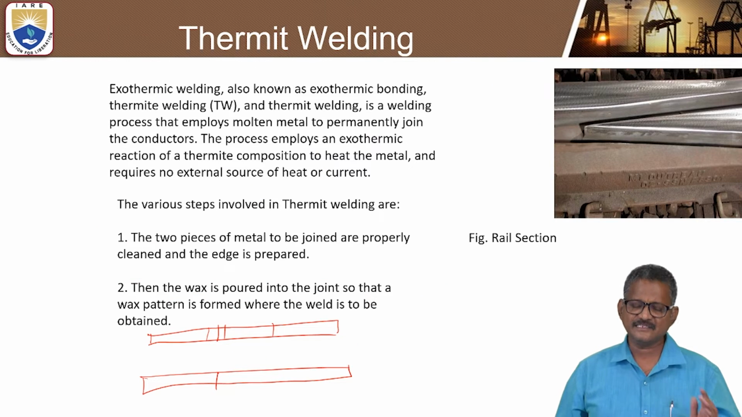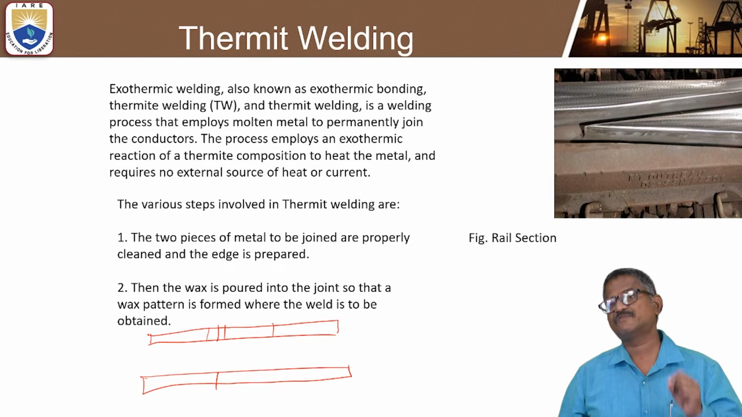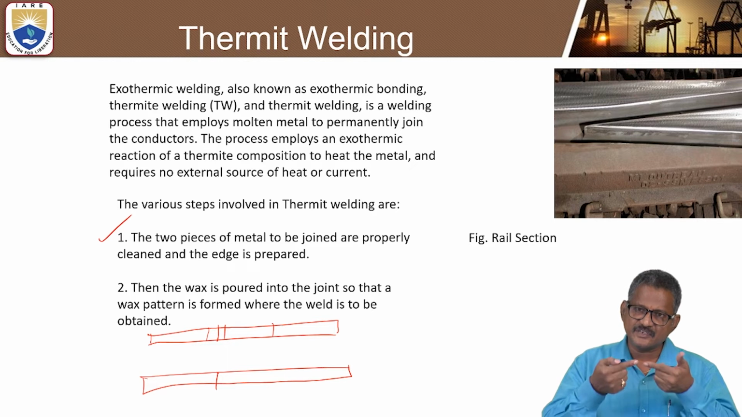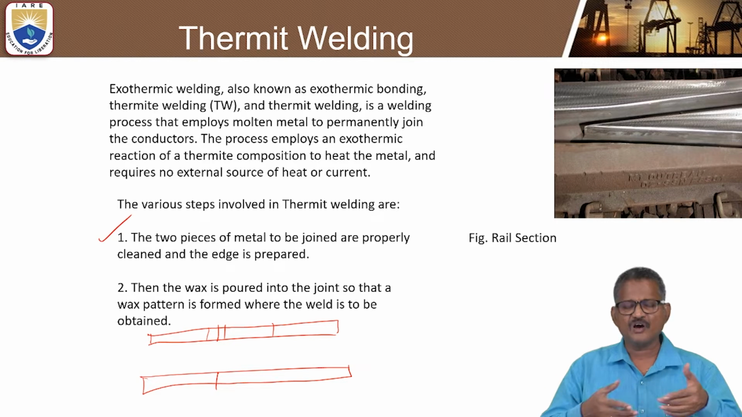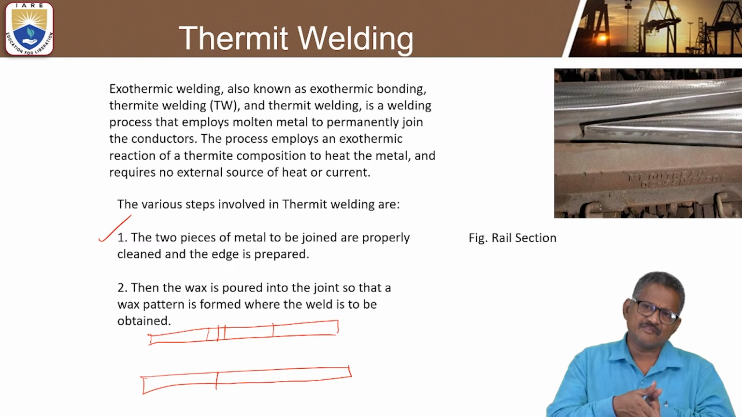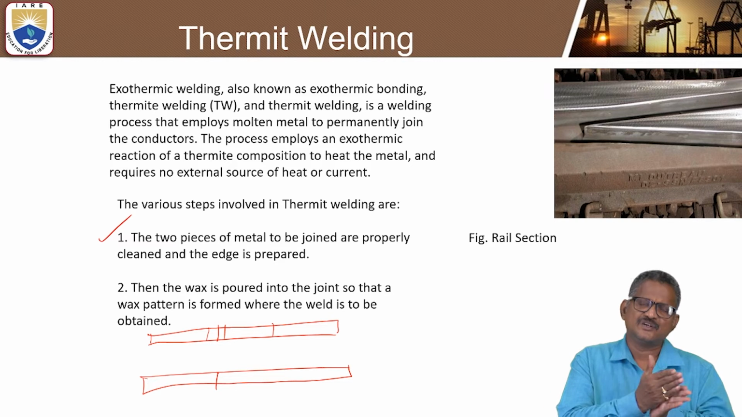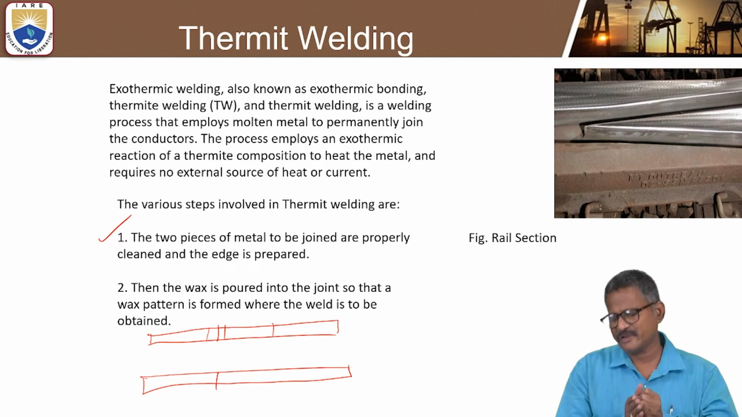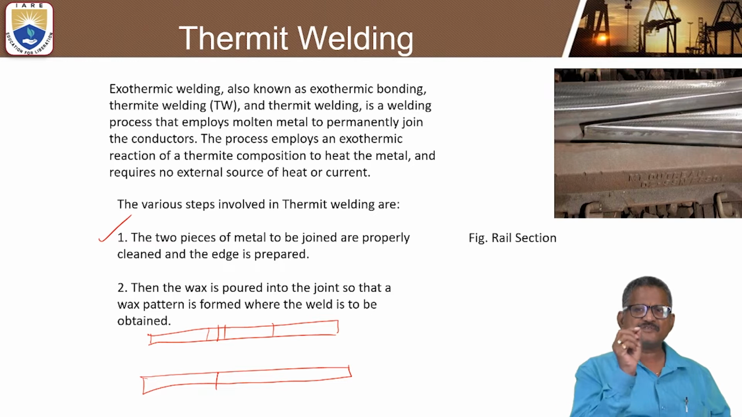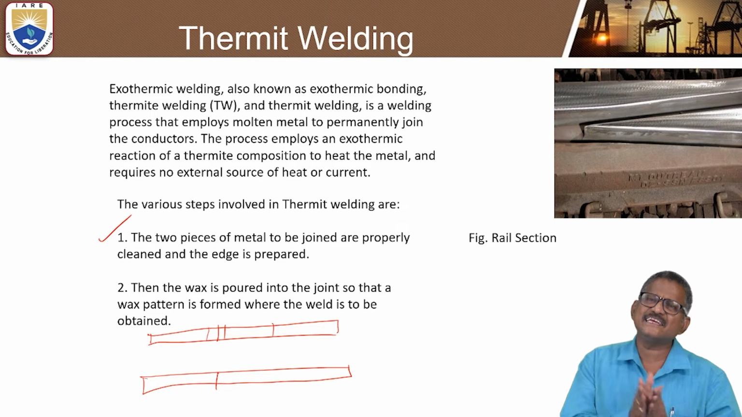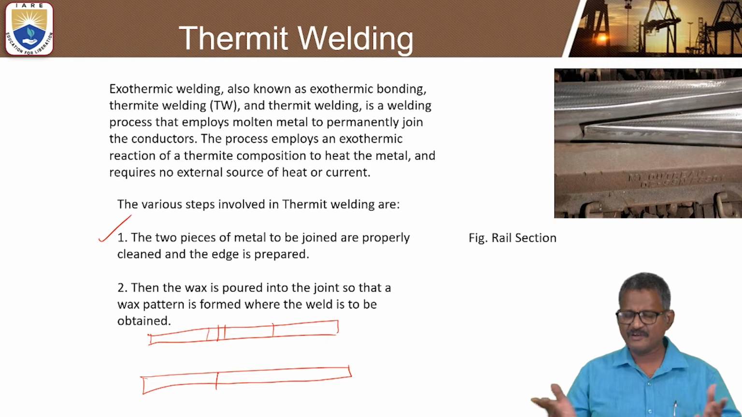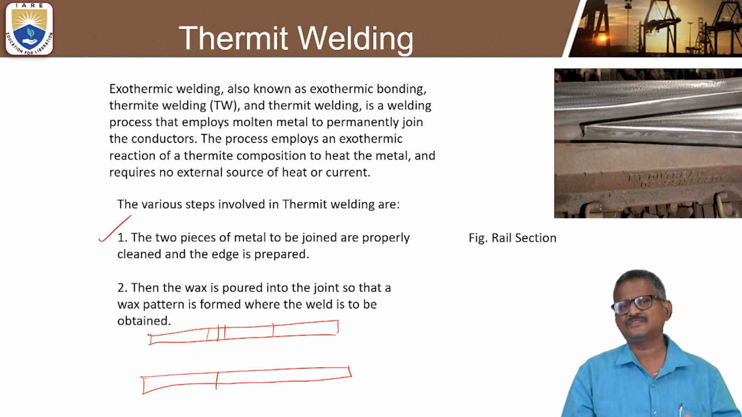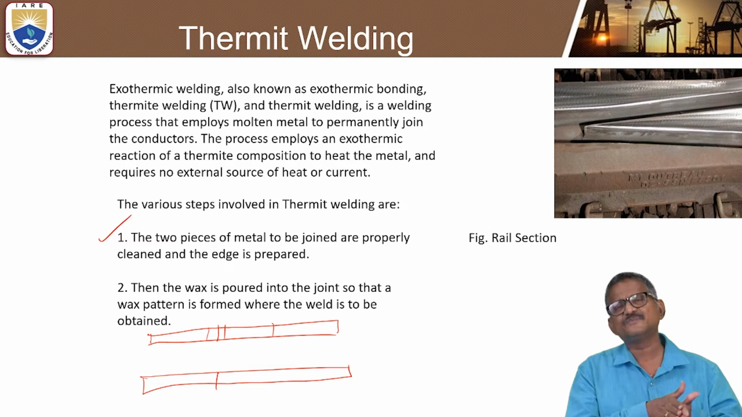Okay, let us see the basic steps involved in the thermite welding process. The first and foremost step concerns the two pieces. When you take the two rail pieces, in any track there will be parallel lines going alongside each other. The first important thing in the thermite welding process is that the two pieces of metal to be joined are properly cleaned and the edges are prepared. Obviously, even in traditional welding, whenever you perform a joint, you first need to clean the workpieces effectively.